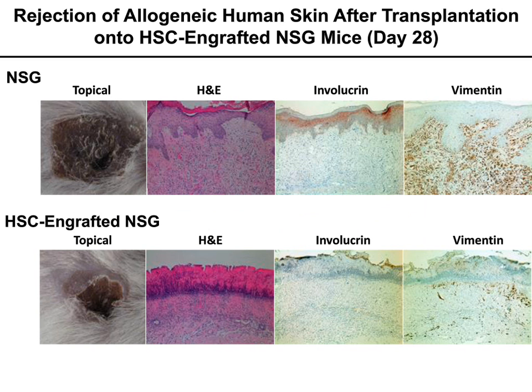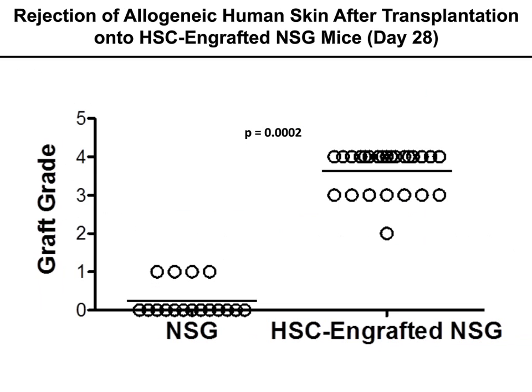In the next slide, we look at a summary of this data where we're comparing graft grades in unengrafted NSGs or HSC engrafted NSG animals. What we find is the majority of HSC engrafted animals have a higher score for inflammation and necrosis compared to the NSG animals, suggesting that all these animals are rejecting their grafts compared to an unengrafted NSG mouse. So now we have a valid model system where we can test immune therapeutics, see if we can prevent skin graft rejection or change the immune response to that skin.